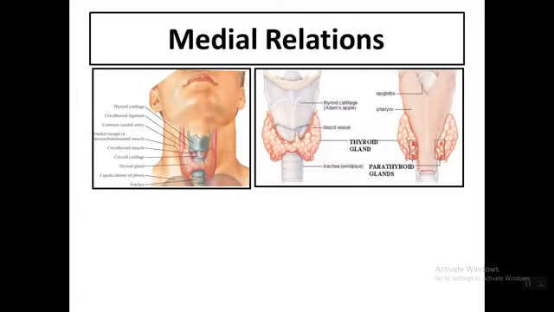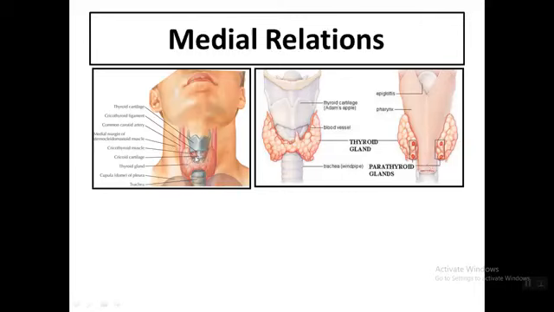What is the medial relation? As we said at the beginning of the lecture, the thyroid gland is closely related medially to the larynx and the trachea. Posteriorly we have the pharynx and esophagus. These are medial relations to the gland or to the lobes of the gland: larynx and trachea, pharynx and esophagus.